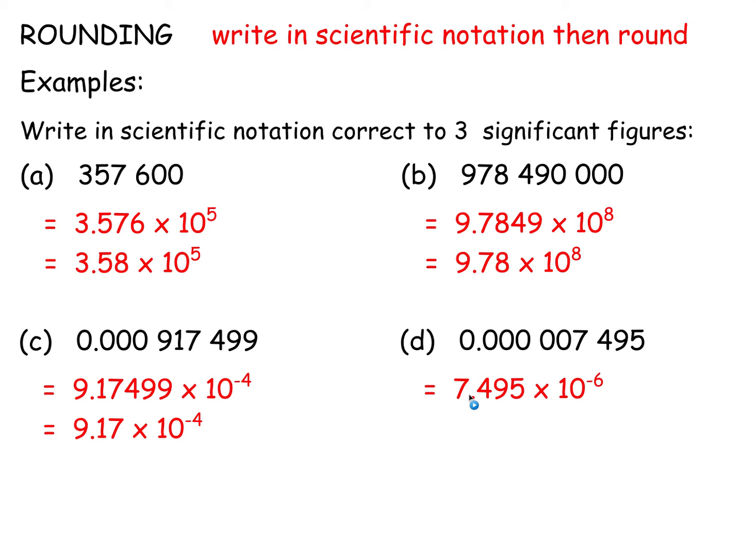It's now a choice between 7.49 or 7.50. This 5 makes the 9 round up, so it's 7.50. So that's, put the number into scientific notation and round to 3 significant figures. That means just 3 figures in this first number part of the scientific notation.